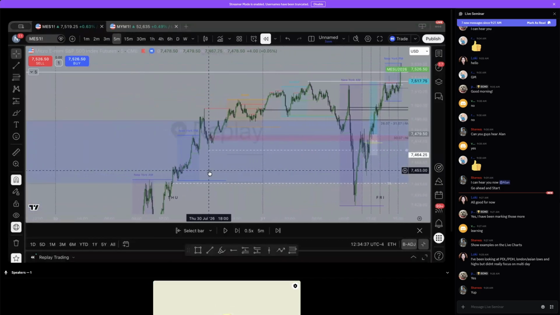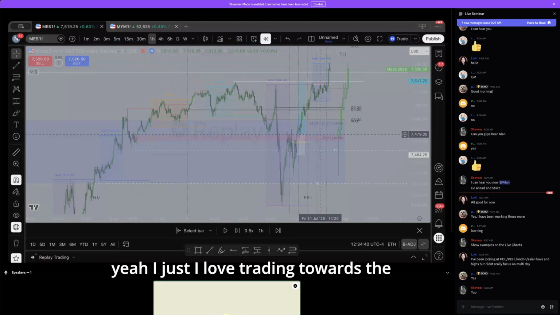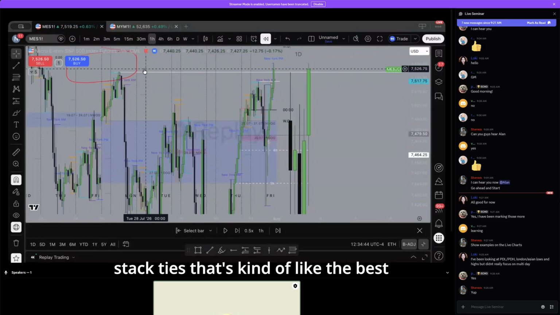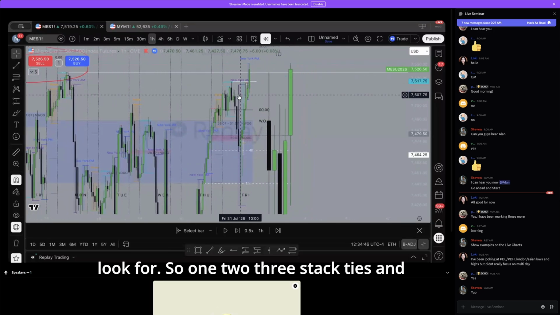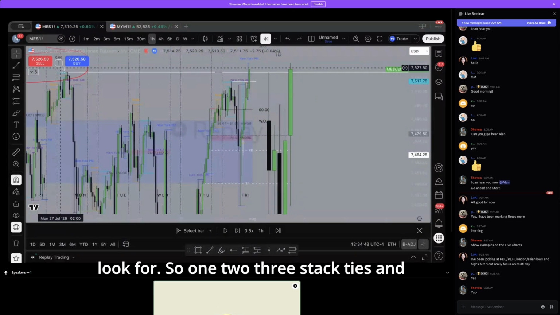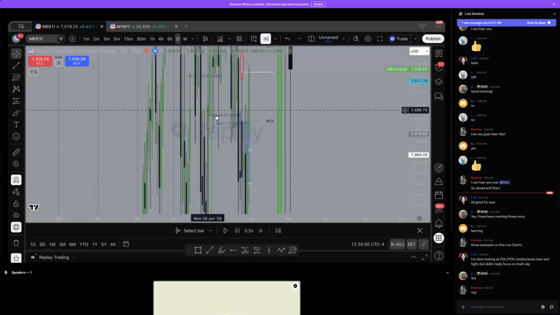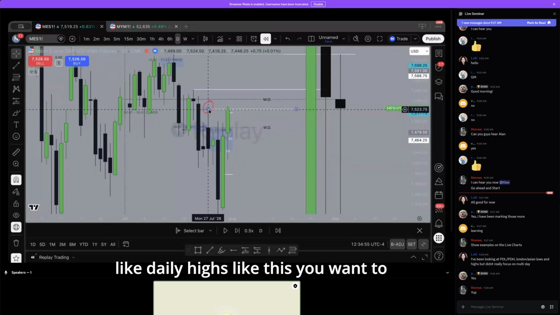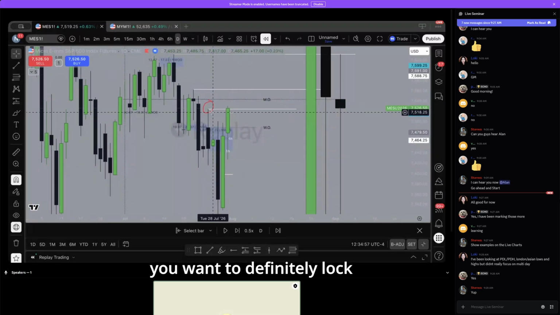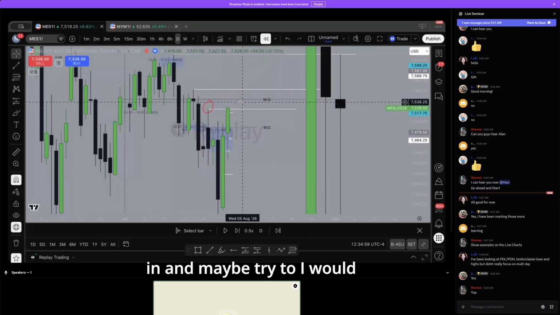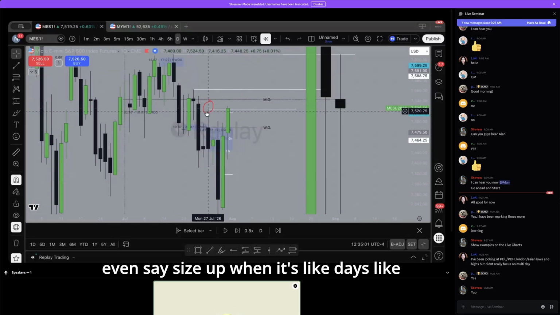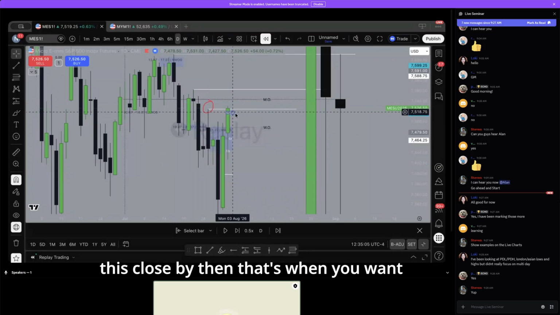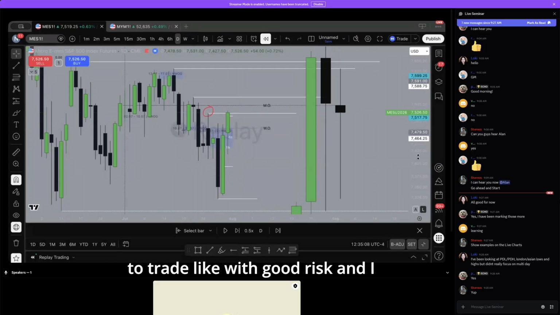But yeah, I just love trading towards these stacked highs. That's kind of the best thing that you could look for. So it was 1, 2, 3 stacked highs, and it was also a daily high. Anytime the market is close to daily highs like this, you wanna definitely lock in. I would even say size up on days like this where there are beautiful swing highs close by. Then that's when you want to trade.